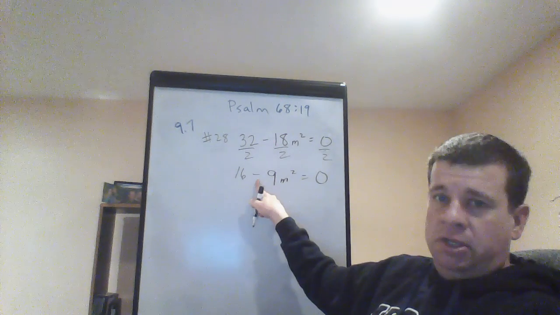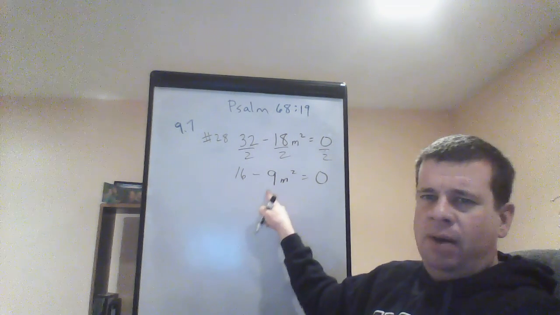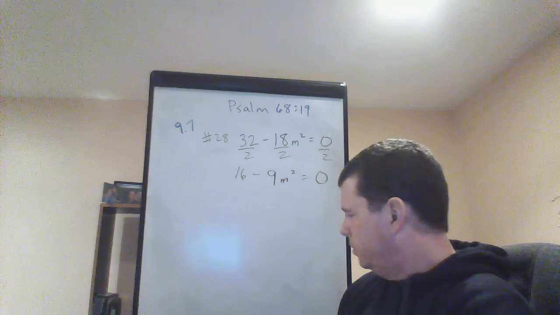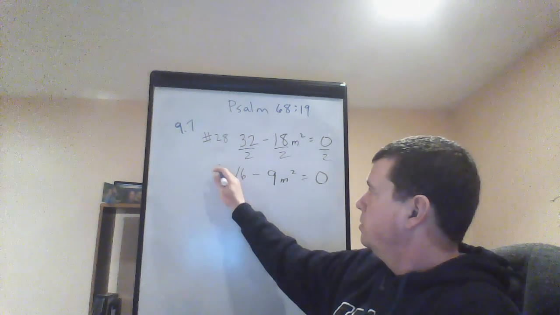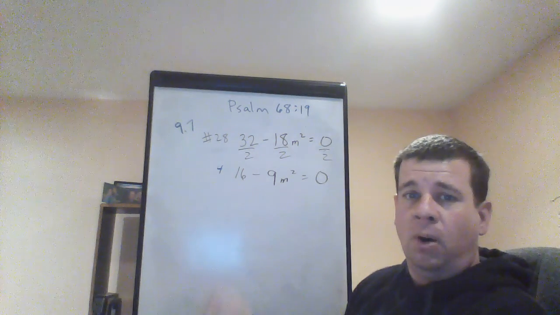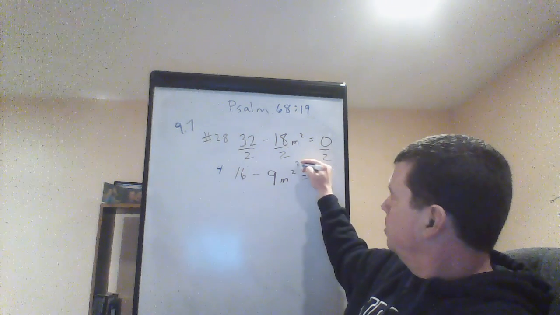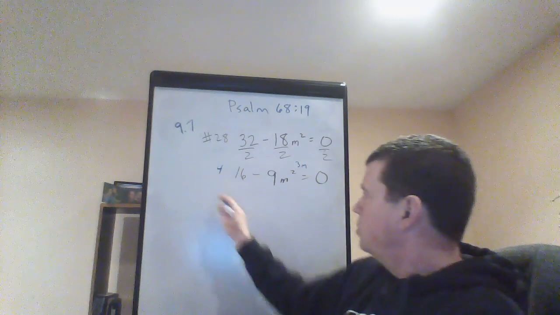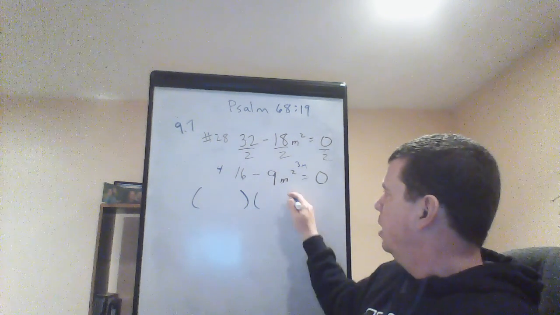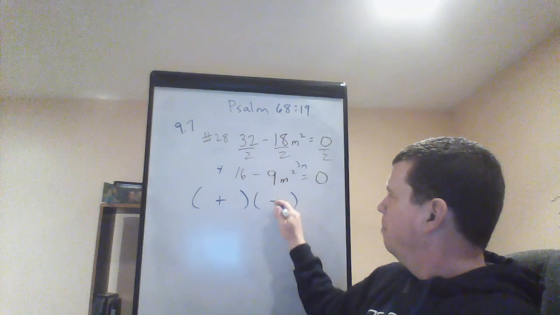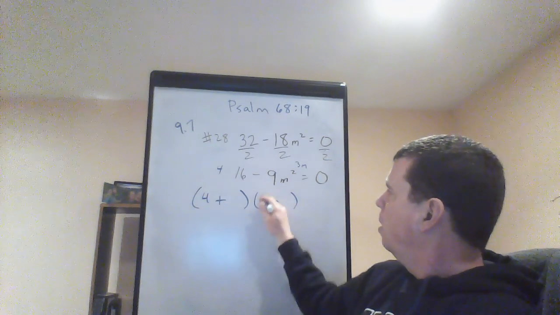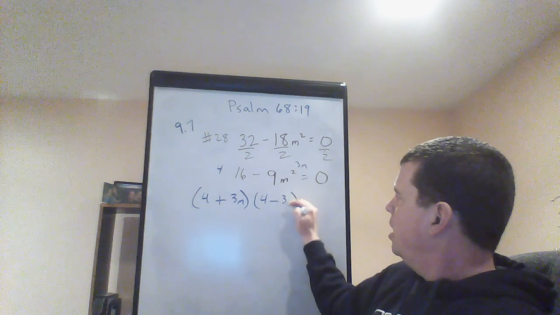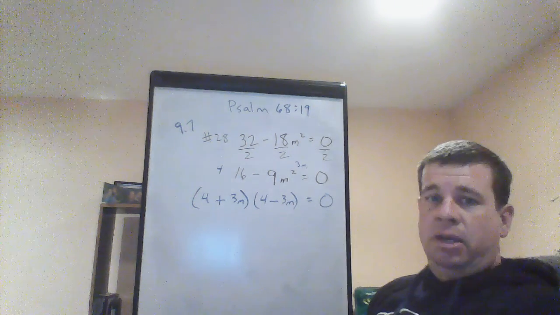Now it's still a difference and still a subtraction problem involving two terms, but now I'm feeling a little bit better because 16 is a perfect square. 16 is a perfect square. It's 4 and 4, and 9m squared is a perfect square. It's 3m and 3m. So this is a difference of two squares. Now I can factor this thing. One of them plus, one of them minus, 4 and 4, and then 3m and 3m. And it still equals 0.